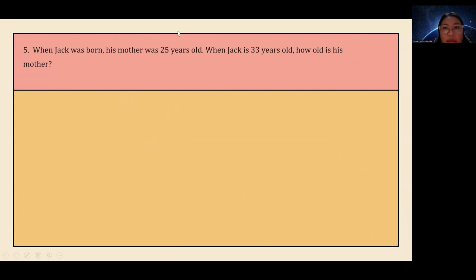We have Jack first, and then his mother. Jack, and then mother. Sorry, my pen is not working again. Okay, Jack and mother. So when Jack was born, what would his age be? It's 0, right? But his mother was 25 years old.